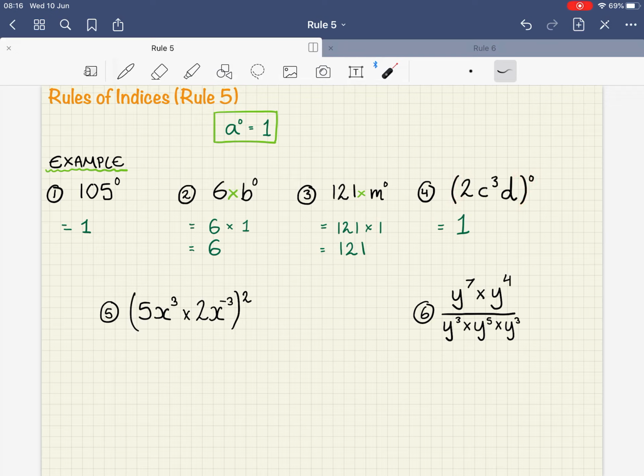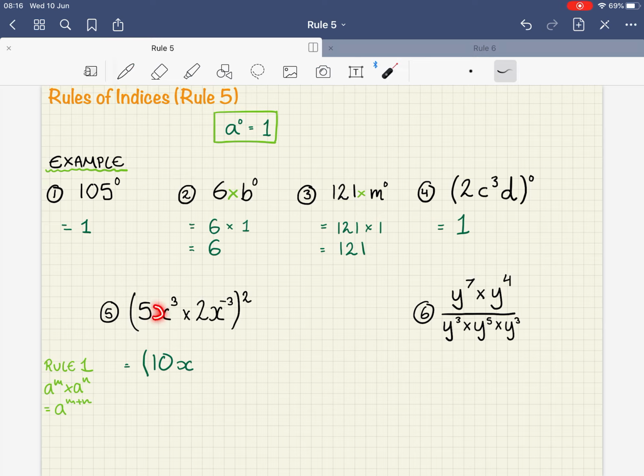Okay, question 5. Here I've got some other rules coming in. So I've got a multiplication there. So that is going to be my rule 1, of when I multiply them, I add the powers together. So I'm going to do that bit first. So that 5 times the 2 is going to give me 10.